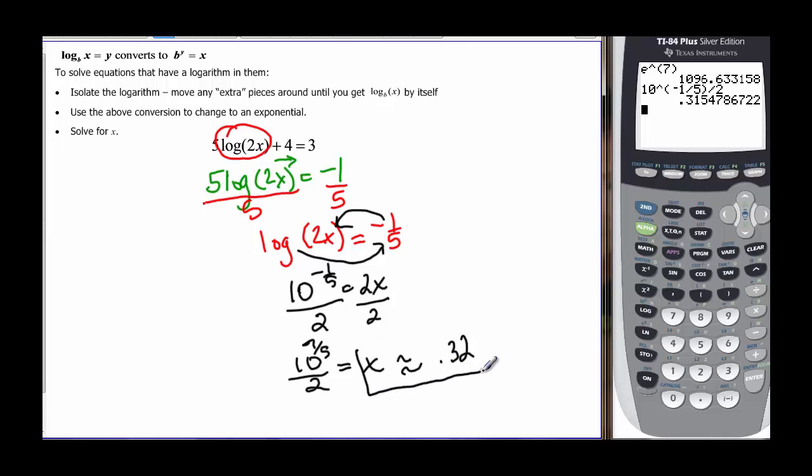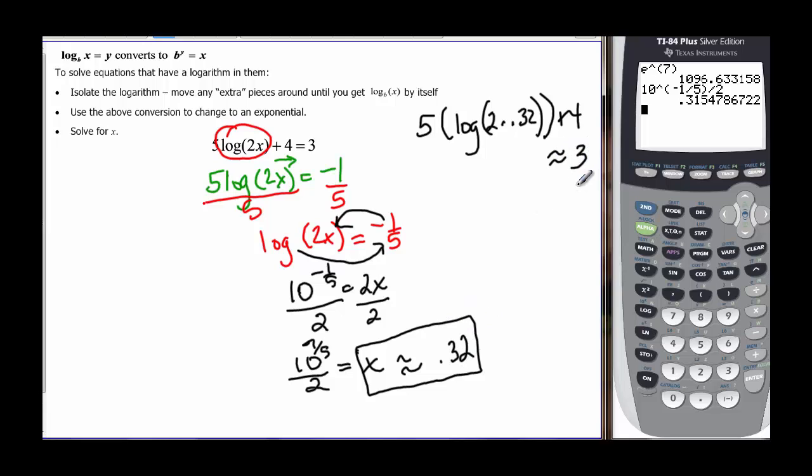Now again, if you ever get to a case where you aren't sure, thinking, I'm not sure that was really right, you can always plug it back in. So we're saying that 5 times the log of 2 times 0.32 plus 4 is going to be approximately 3. Remember, we rounded this number, so it won't be exactly 3, but let's plug and chug and see what we get. 5 times the log of 2 times 0.32, close the parenthesis, and then outside we add 4, and we get 3.03, which is approximately 3. So we know that x really is about 0.32.